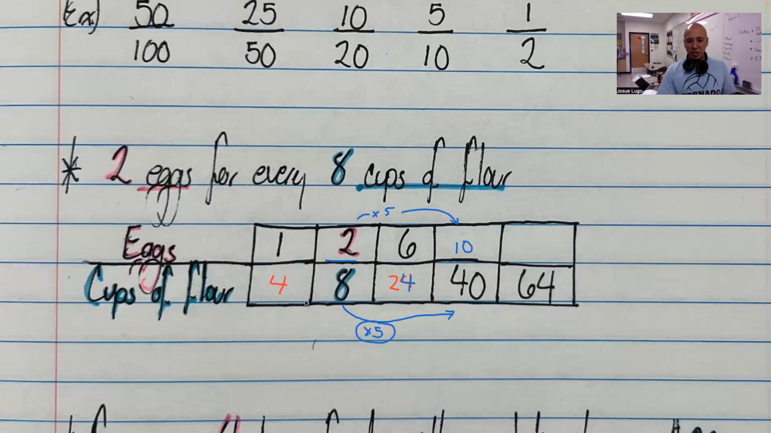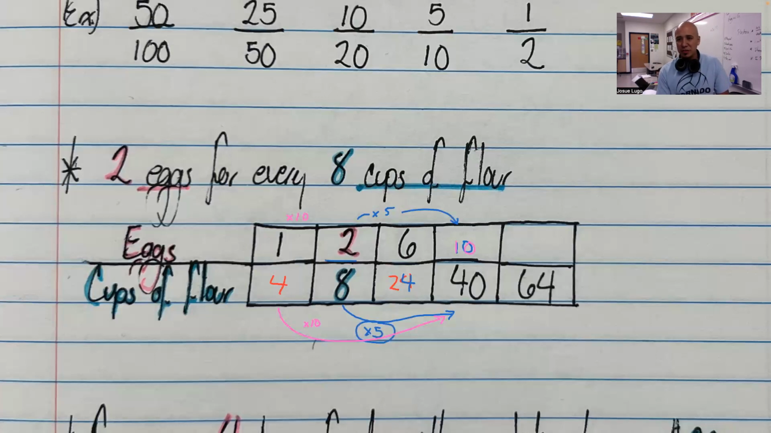Now, what if I had used this other one? Well, 4 times what gives you 40? Well, 4 times 10 gives me 40. So I need to multiply 1 times 10. And 1 times 10, guys, gives me 10. Gives you the exact same answer.